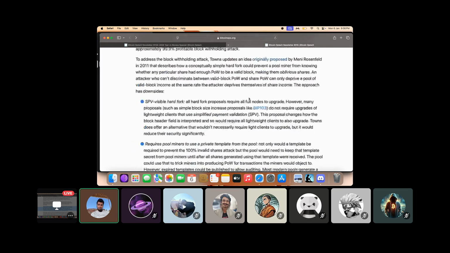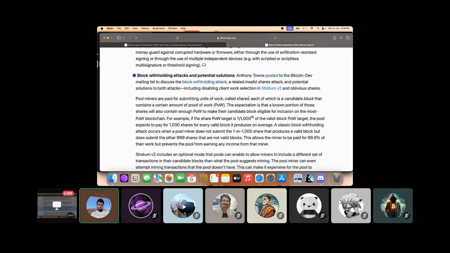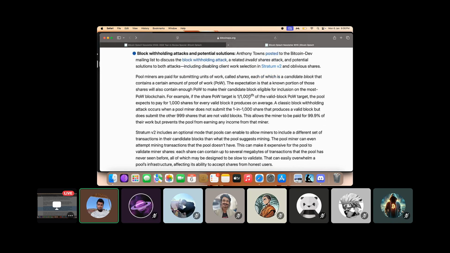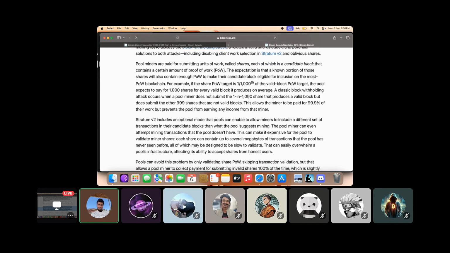These are the two articles that we were able to cover in this session, and the session was entirely dedicated to mining. We talked about block withholding attack, what oblivious shares are, clients that allow decentralized block creation, what a valid share is, what a valid block is, and the difference between a valid share and a valid block.